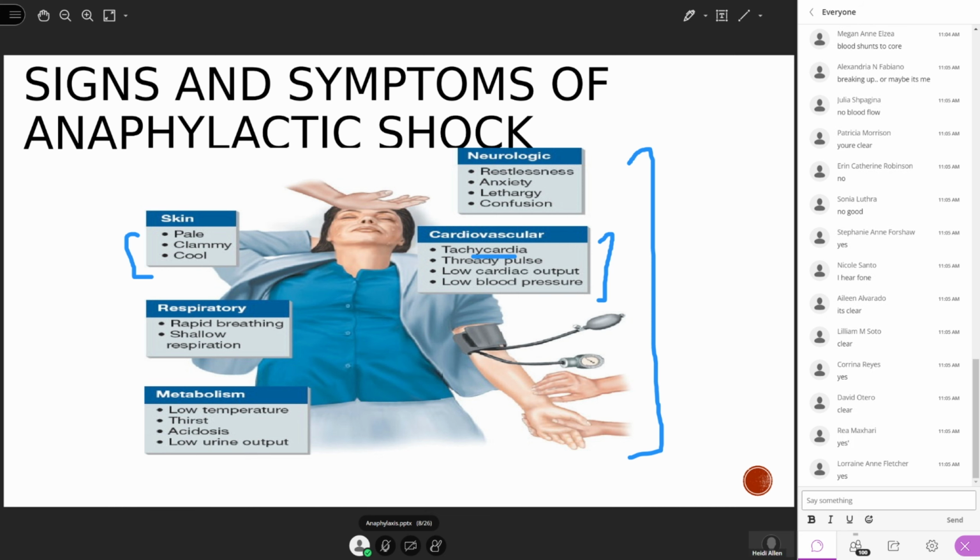Thank you. And so this is good, right? It is moving to the organs. So that's why pale, cool, clammy skin, rapid breathing, shallow breathing, compensation, right? And low temperature, thirst, acidosis. Acidosis will happen. You have learned in hypovolemia that anaerobic respiration will start, lactic acid will be produced, less oxygen to tissues, acidosis will happen, low urine output.